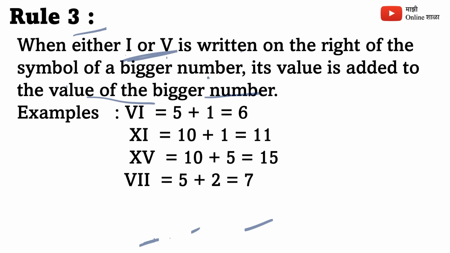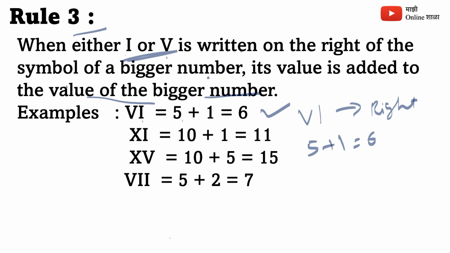So right side, you understood which is the right side. Now right side V and I. So 5 plus 1. I is on the right side of the V. So V I, that is 5 plus 1, is 6. Same way X I means 10 plus 1, 11. X V means 10 plus 5, 15. X V I I means 10 plus 5 plus 2, that is 17.